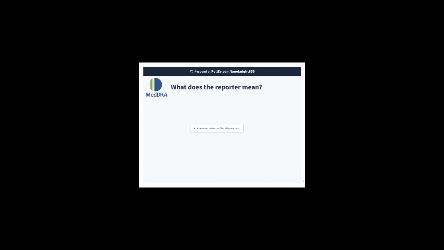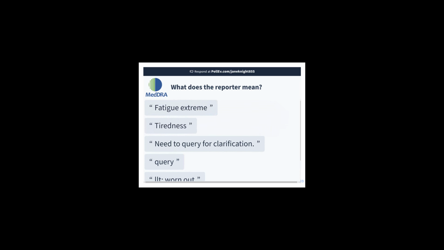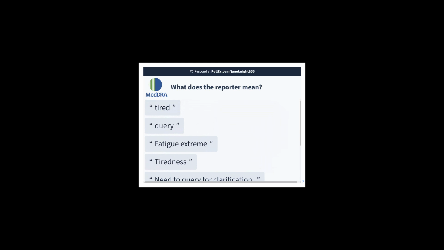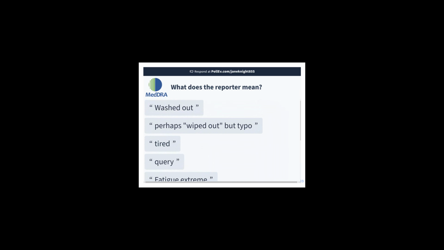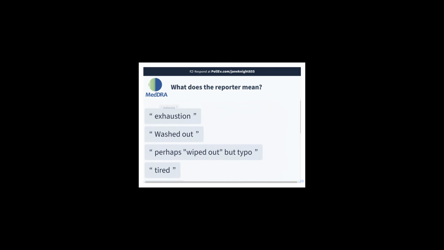What does the reporter mean by felt like all wiped up? Fatigue, yeah, would be one option. Worn out. Somebody would query, need query for clarification. Tiredness, all grouped under fatigue, fatigue extreme. Query. So most of you are voting for fatigue or an LLT under PT fatigue. Wiped out, washed out. Perfect. Exhaustion, also grouped under PT fatigue.